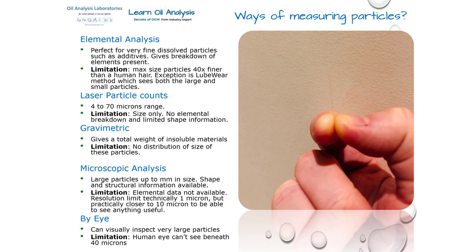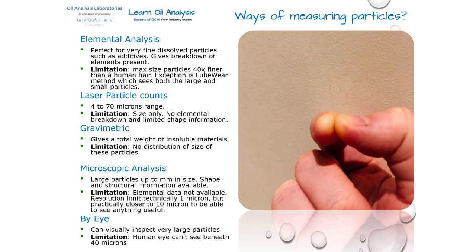So now let's look at a few ways we can measure particles. We have elemental analysis, which is a fantastic tool for breaking down chemically the particles present in your sample and identifying which elements are there. I've already covered the limitations for most labs in that this human hair to the right of the screen is about 40 times too wide to be measured by traditional analysis. But the exception is this Lubeware technique that can measure both large and small particles, not only giving the breakdown chemically, but useful size information too.